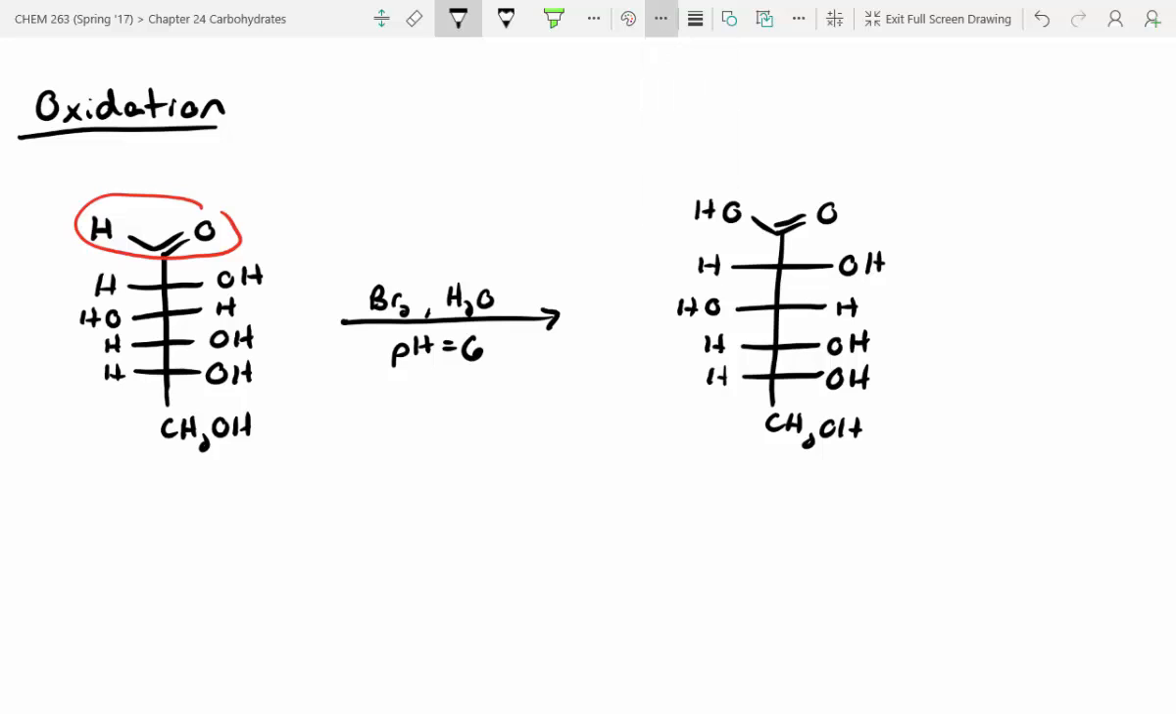So over here, we've got an aldose. Why do I call it an aldose? It's an aldehyde. And over here, we have what's referred to as an aldonic acid. This was actually one of the methods they used to determine all of the structures of the natural carbohydrates: they made derivatives of them and looked at their derivatives. So let's do another one.